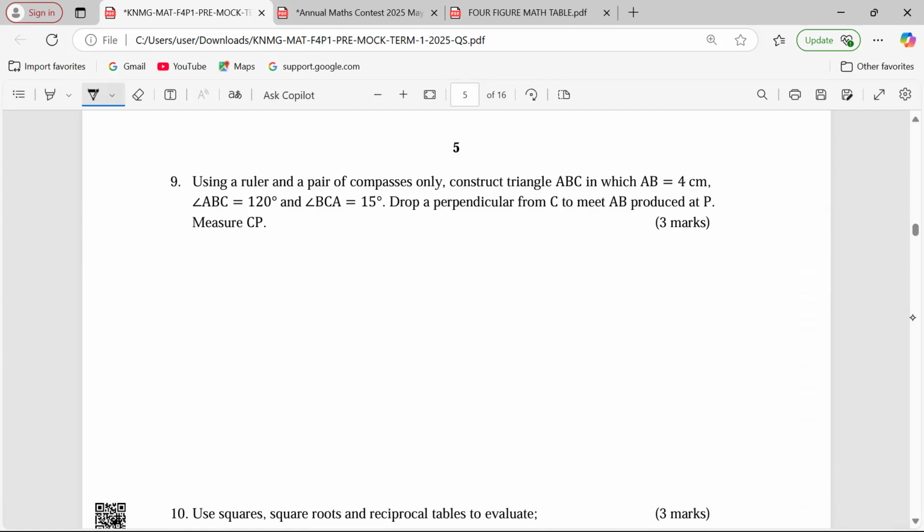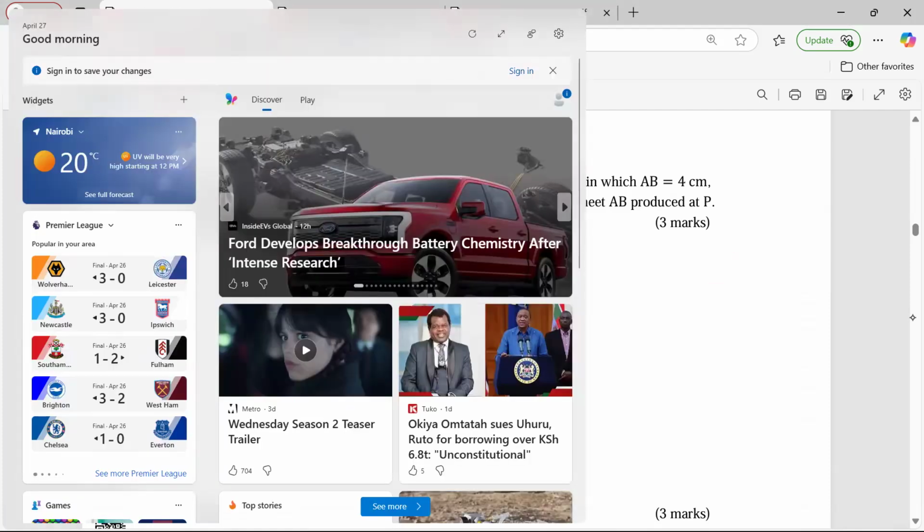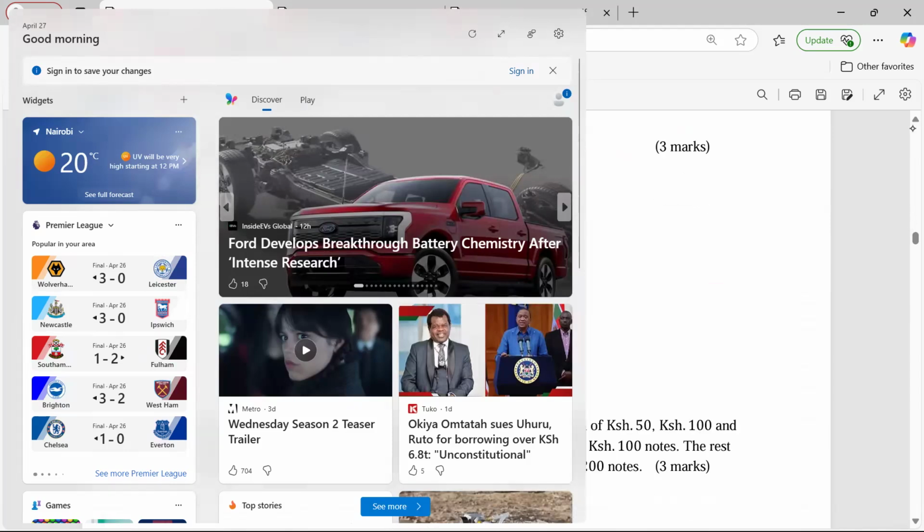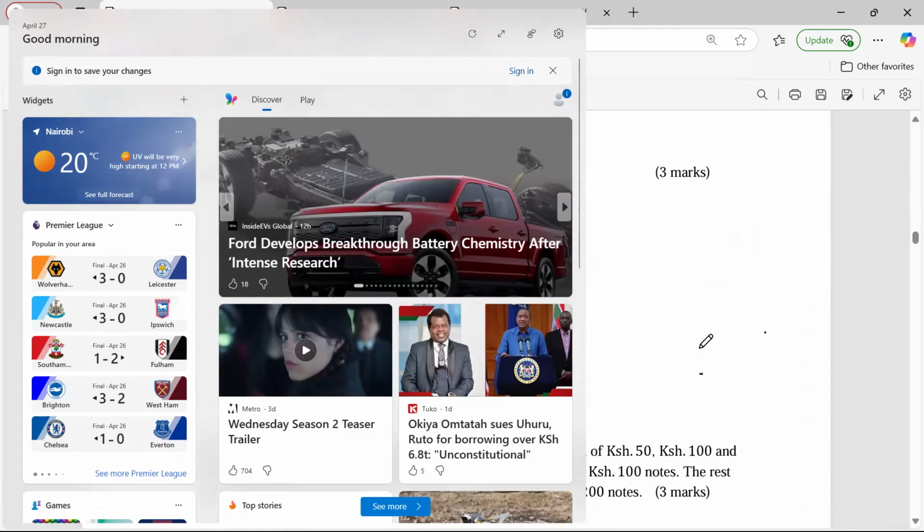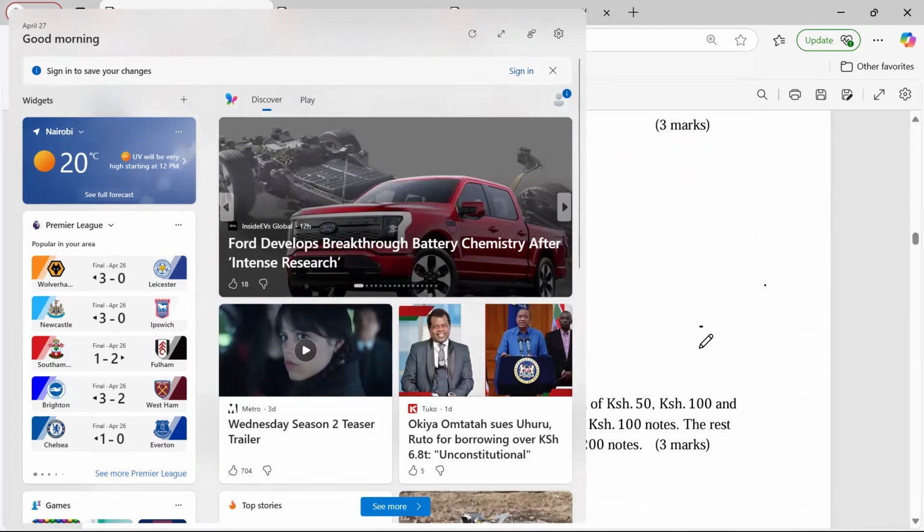All right. So we do that now. Slowly, we construct the triangle that we need. Sorry for all this interference on my screen.